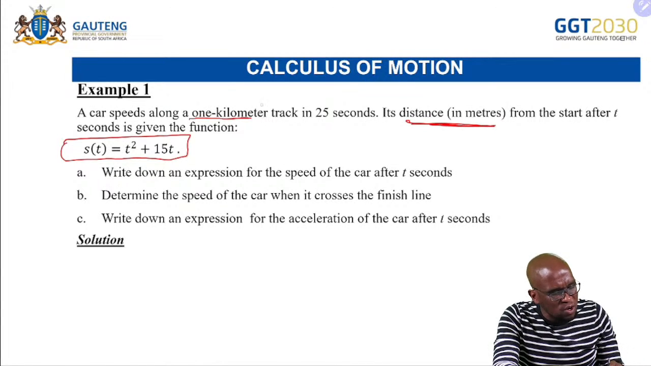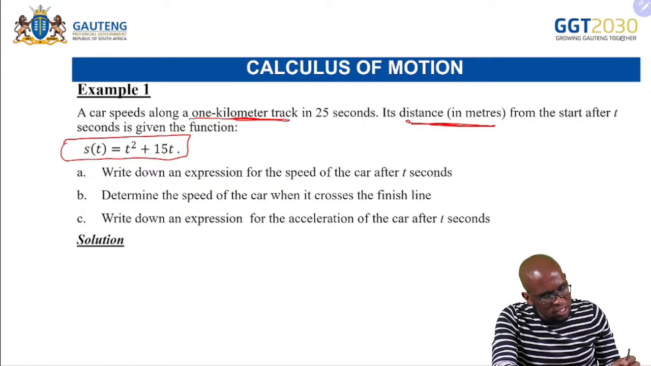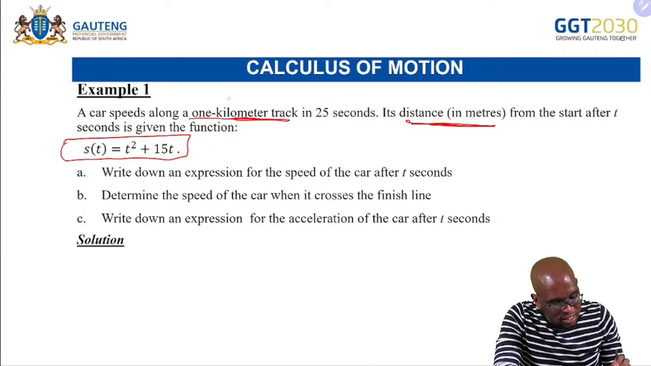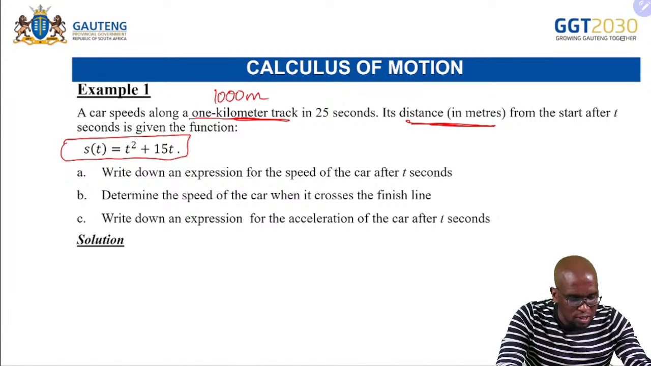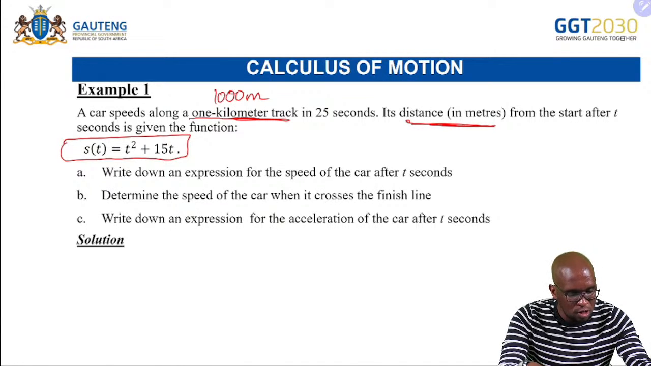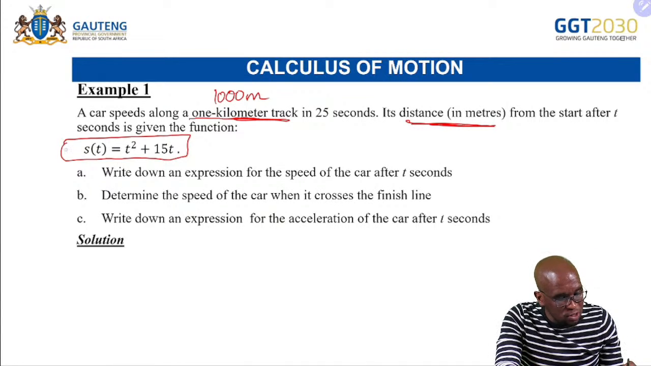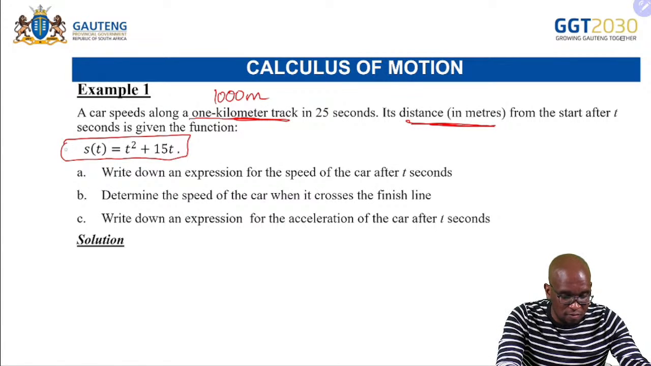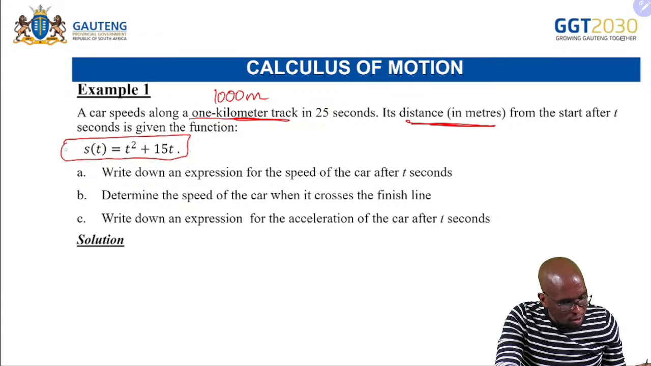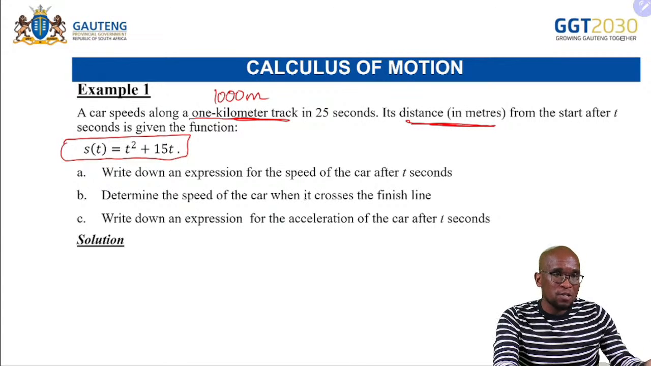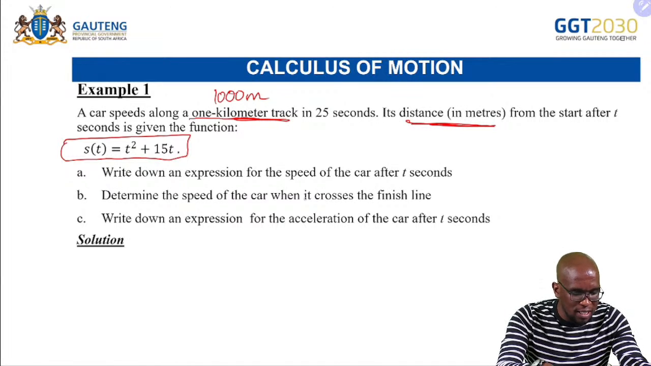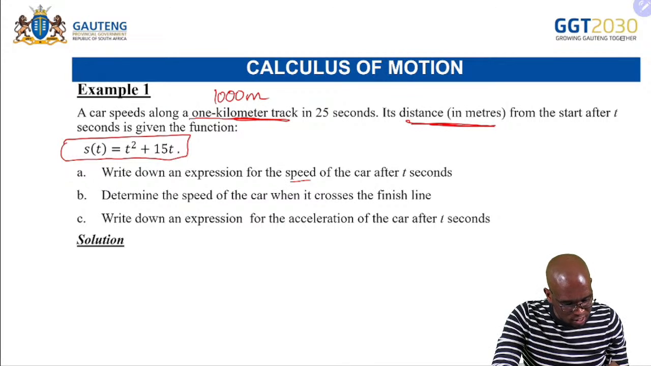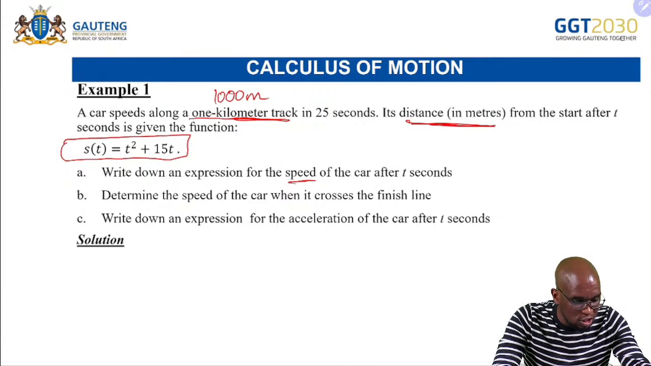Now, if you check, we are given a 1 kilometer track. So the first thing that we need to do is convert this kilometer to meters. So this would be 1,000 meters. Kilo means 1,000. So we have 1,000 meters because in our objective function, the distance is given in meters and the time is given in seconds. So, now, write down the expression for the speed. Remember, we define the speed as the rate of change of what? Of distance. Because they want the speed, we want the rate of change of distance.